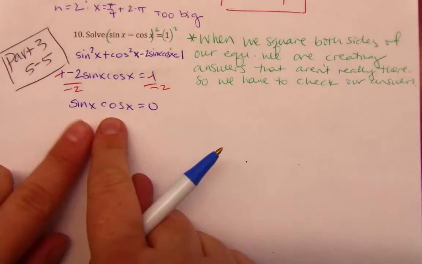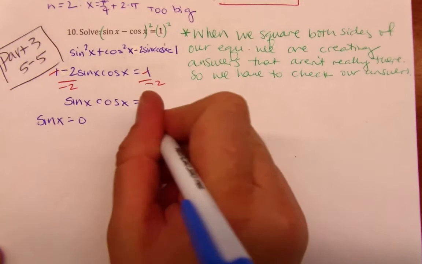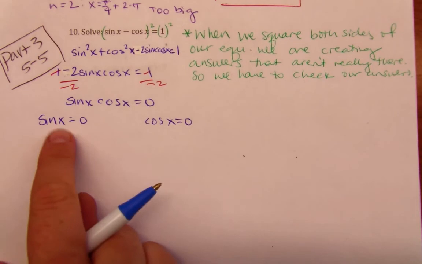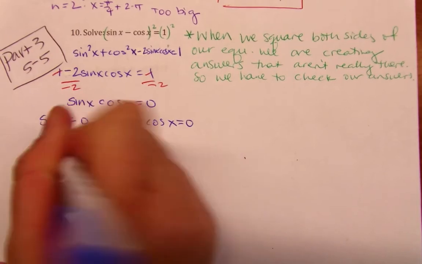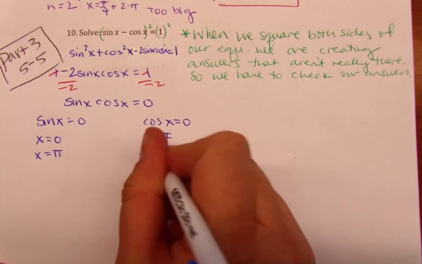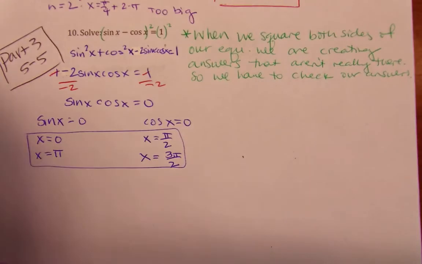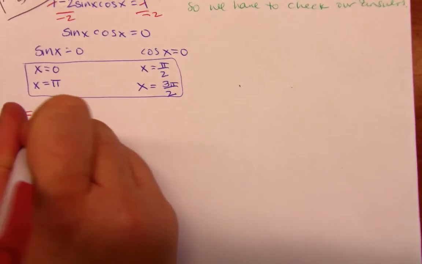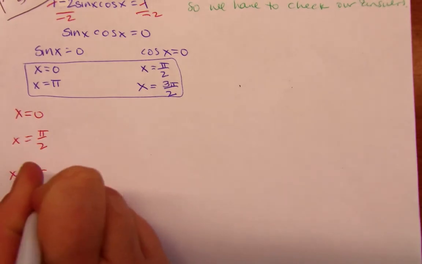Because this is equal to 0, and this is technically factored here, we can do sine x equals 0 and cosine x equals 0. Okay. So sine x equals 0 happens at x equals 0 and x equals pi. And cosine equals 0 at x equals pi over 2 and x equals 3 pi over 2. So there are our 4 answers. But again, we have to check our work with these problems. So I'm going to check x equals 0, x equals pi over 2, x equals pi and x equals 3 pi over 2.